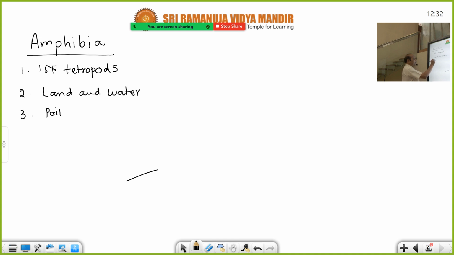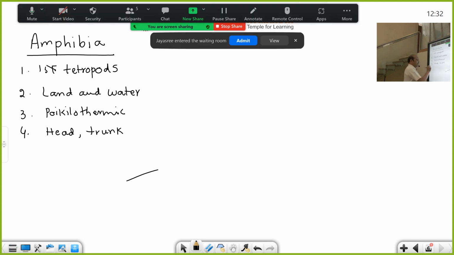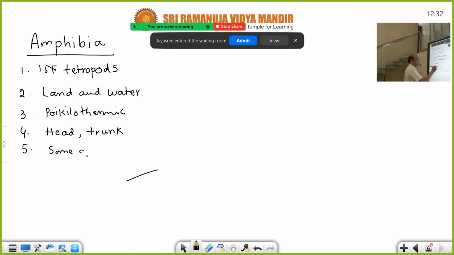Second, poikilothermic. These are second poikilothermic vertebrates or cold-blooded vertebrates. Body divided into head, trunk. Neck and tail are absent. No doubt neck is absent, but tail may be present. Some are tailed. Tailed amphibians are there.